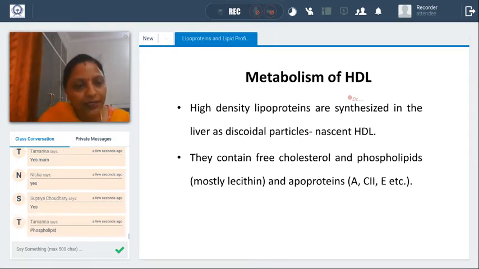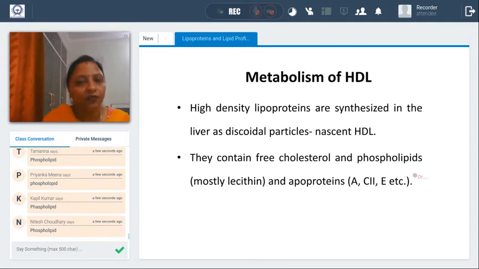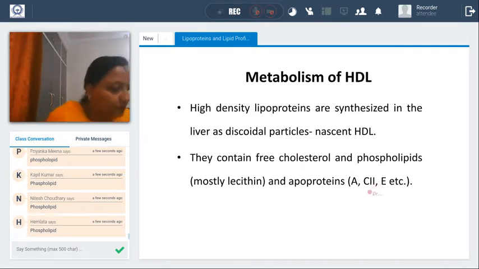What is lecithin? Please write in the box. This is a phospholipid. And apoprotein A, C2, E, etc. They contain free cholesterol and phospholipid mainly. As I told you, just SDL contains highest phospholipid.